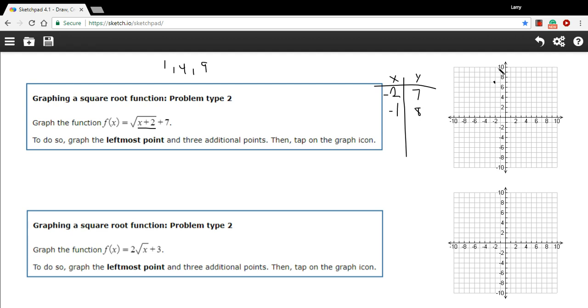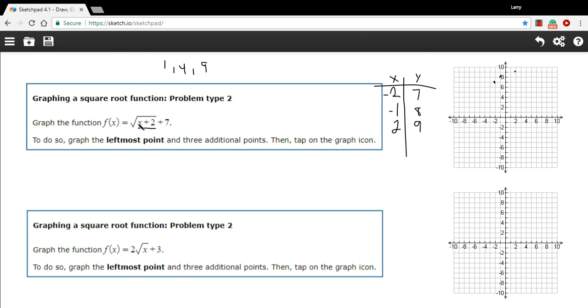So negative 1, 8. And you might already see we're going to get this same kind of shape, this tail that takes off a little bit steeply from left to right and then shallows as we go on. But let's get a couple more points. Let's go for 4 here. So for that, I'd need to put in 2 for x, because 2 plus 2 is 4. The square root of that would be 2, plus 7 would be 9. So the point positive 2, 9 is on here. It's right there.